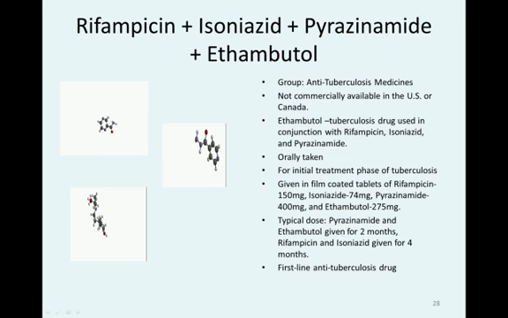Rifampicin, isoniazid, pyrazinamide, and ethambutol. Group anti-tuberculosis medicines. Not commercially available in the U.S. or Canada. Orally taken for initial treatment phase of tuberculosis. Given in film-coated tablets. Typical dose: pyrazinamide and ethambutol given for 2 months. Rifampicin and isoniazid given for 4 months.